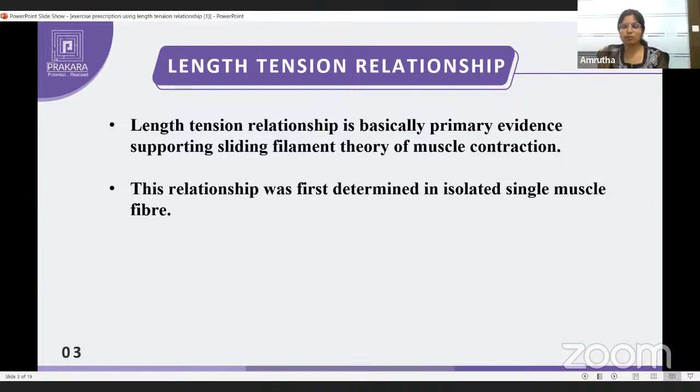But now I want you to remember that the length-tension relationship concept I am talking about is completely about a single muscle fiber. It's not about the entire whole muscle.